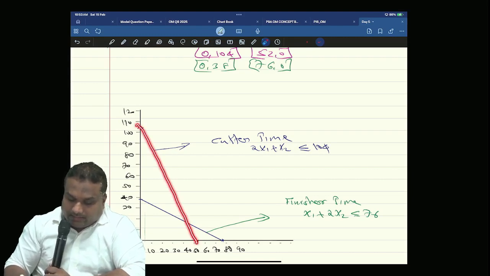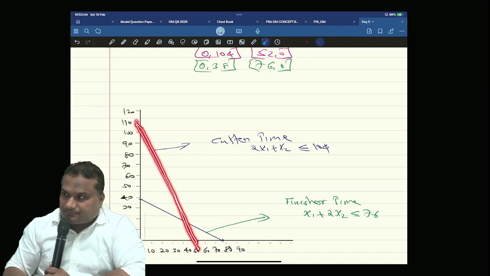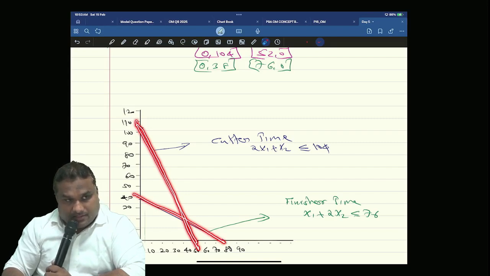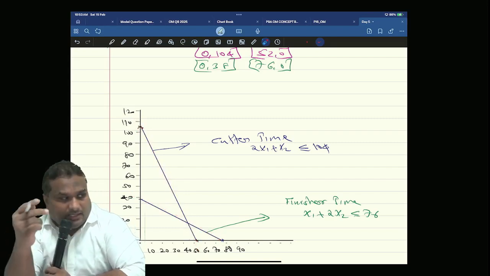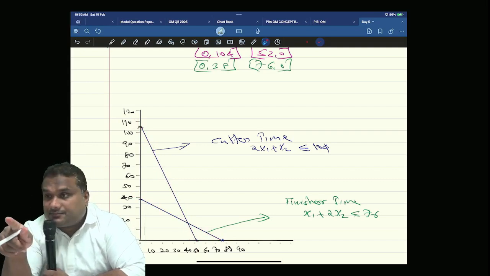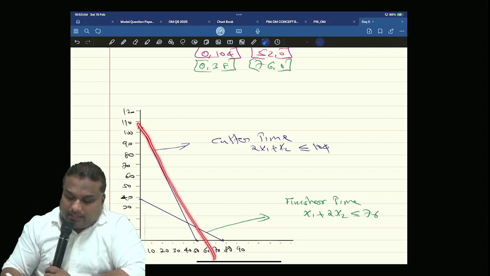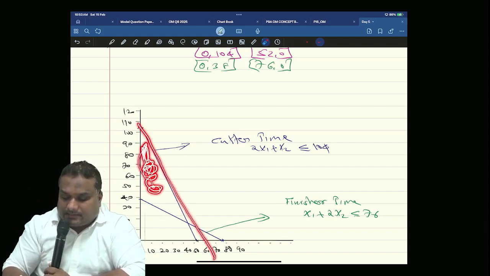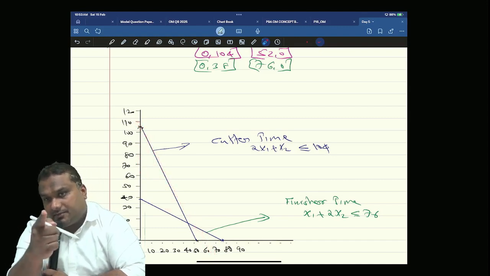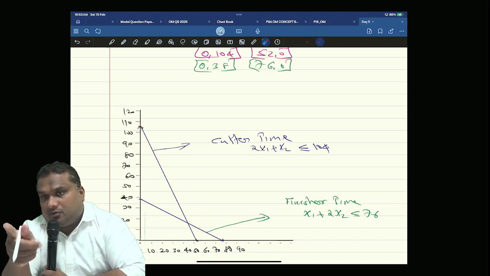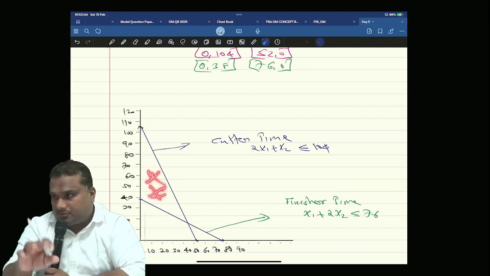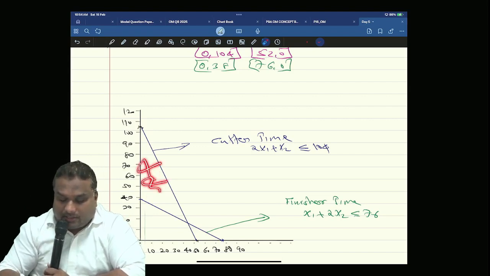These are the time available for what? Cutter. These are the time available for the finisher. For producing a product, we need the cutter's time as well as the finisher's time. Here, only the cutter's time we are having, but no finisher's time. Do we need both or only one? We need both. So production in this region is not possible.